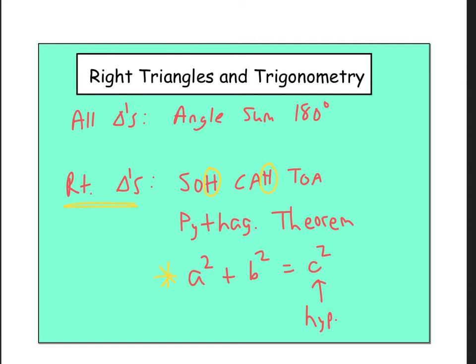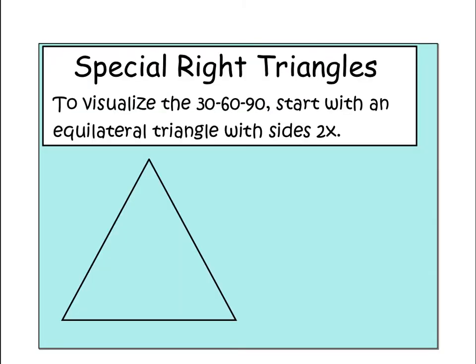So let's take a look at a few examples. We'll definitely need a calculator to work some of this stuff out, and let's set up some problems. First off, there are two special right triangles that we need to be familiar with. One of them is the 30, 60, 90. On that one, the way I want to set up the side lengths is basically we're going to treat each side of an equilateral triangle to be 2x.